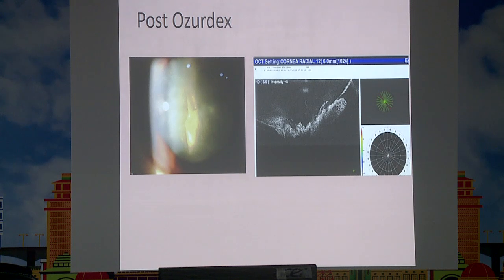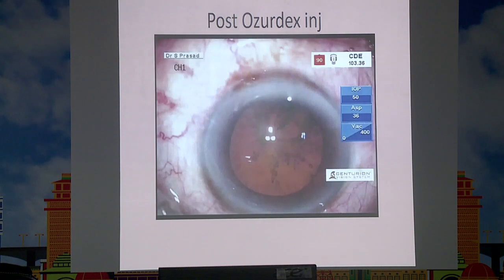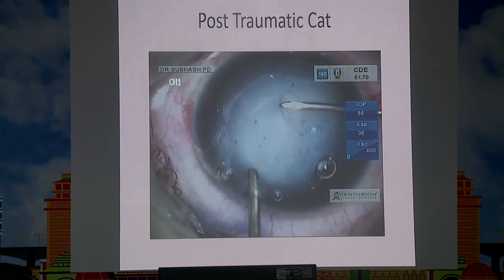This is a case of post-Ozurdex injection. You can see the big tear there. I don't want to go into the detail of the surgery because of the paucity of time. Coming to this post-traumatic cataract, the picture which I just showed in the previous slide.